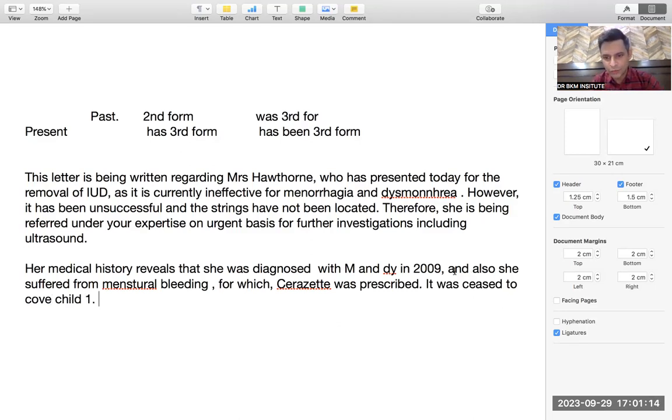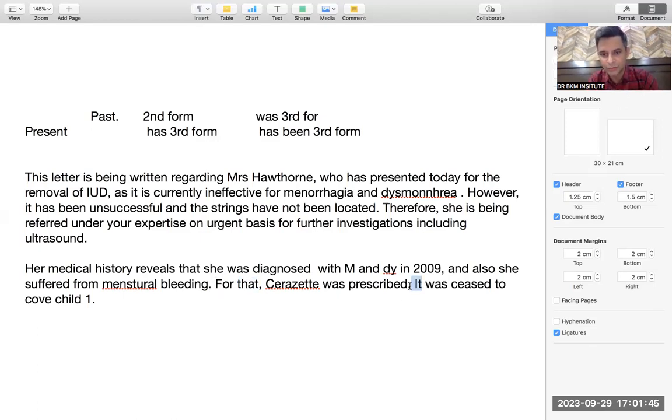Now I can see that over here also she suffered from menstrual bleeding. I could have also used connectors, it's my wish, but if this is good, then also it's fine. If I want to change it, I can say 'menstrual bleeding, for which'. Again, as I told you yesterday, when you are using commas, connectors, full stop, then 'did that' becomes 'which'. Which converts into that when a full stop is put, so this line will be separate.